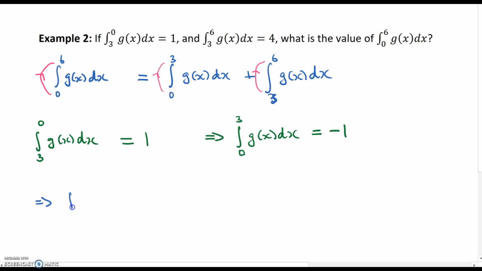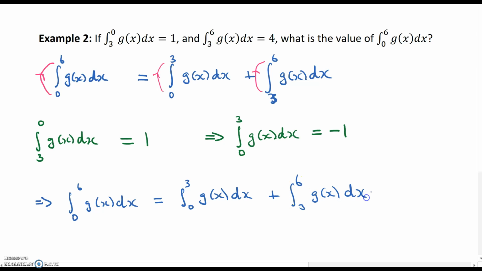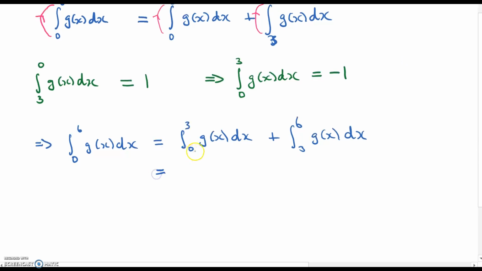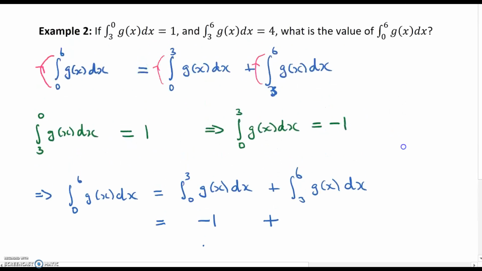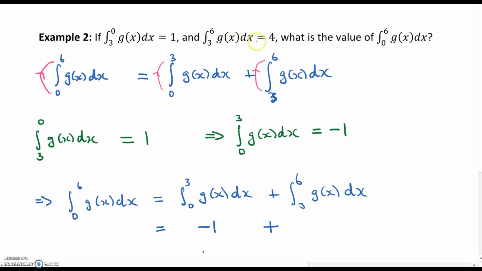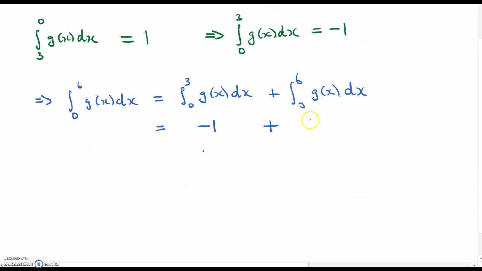That's going to be the integral from 0 to 6 of g of x dx is going to be the integral from 0 to 3 of g of x dx plus the integral from 3 to 6 of g of x dx. Okay, and we just found out that this is equal to -1 plus the integral from 3 to 6. If we look back up here, that integral is equal to 4. So it's -1 plus 4, so the answer is 3. Okay, and I hope that made sense to you as well.